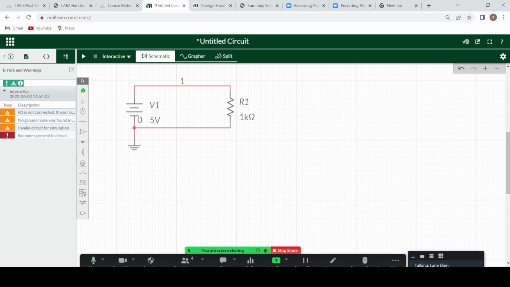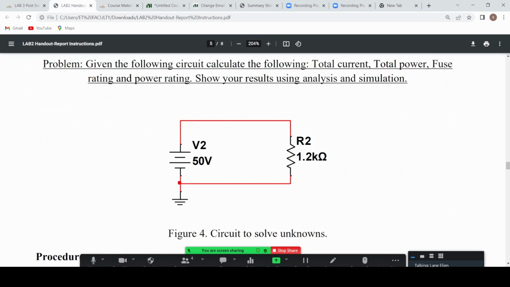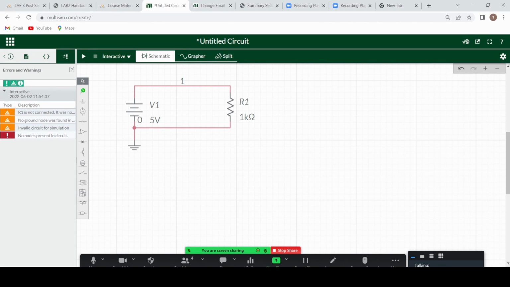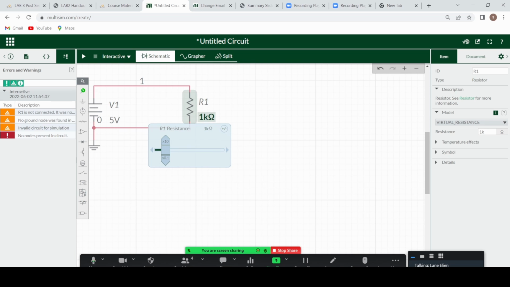Now I need to change the values. So what value should I use? 1.2K and 50 volts. So let's just double click on this and see if we can type it in. Okay, on the right hand side, we can type it in 1.2K. See if that works. Okay, it doesn't work. So I'm going to type in 1.2K is the same thing as 1200.